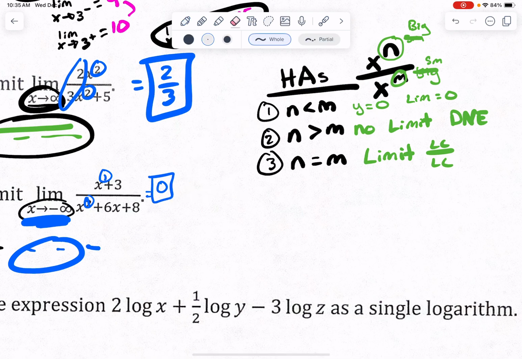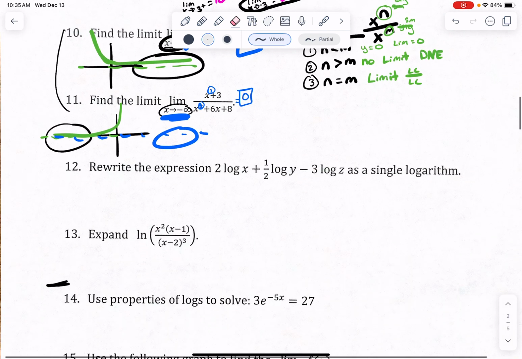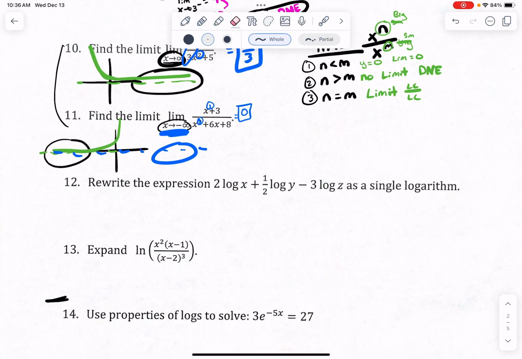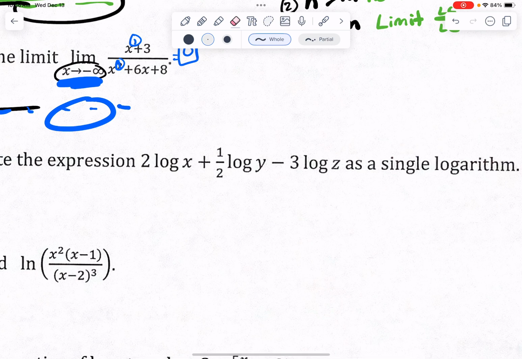All right, again, pause if you need to, but there is limits toward infinity. Let's do these next 2 and then we'll stop, okay? This one is going back to logs, so we're out of limits. Yay! We're going to logs now. Boo. All right, here's a log, here's a log, here's a log.